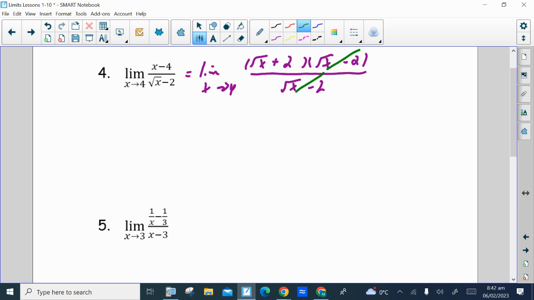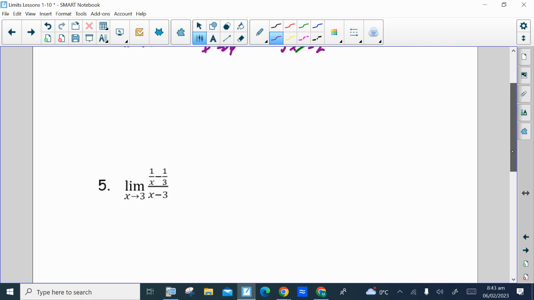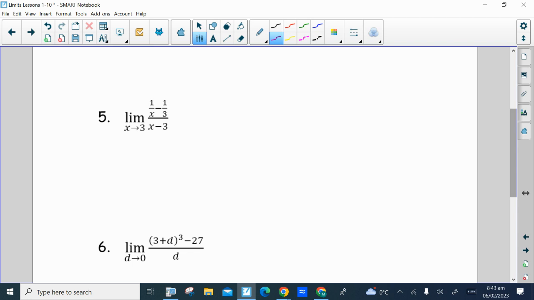So the root x's take away 2 cancel, and we can now evaluate that by letting x equal 4. So we'll have the root of 4 plus 2. The root of 4 is 2, plus another 2 gives us 4. And so there's your answer. So again, in this case, you would have a point of discontinuity at the point 4 comma 4, if you were to draw that graph.